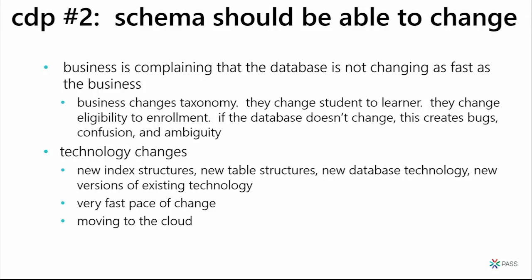All right. So the business is complaining that the database is not changing as fast as the business. The business changes taxonomy. If the database doesn't change, it creates bugs, confusion, and ambiguity. Technology changes. New index structures, new table structures, new database technology, new versions of existing technology. And the real problem with technology changing is when the database is the central gatekeeper for all things data for 4 applications, the reason that's stopping you from upgrading to a new version of SQL or a column store index or in-memory data structures is because the testing surface area got too big for you. So you didn't want to implement the change because app 4 breaks.